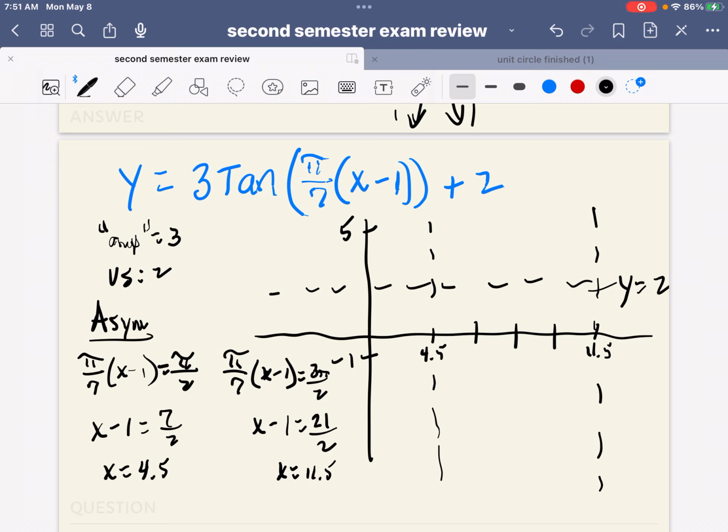And at this low -1, put a point at the first tick mark. Put at the second tick mark a midline, and put at the third tick mark a point corresponding to 5, and draw your little squiggly tangent function trapped between those 2 asymptotes.